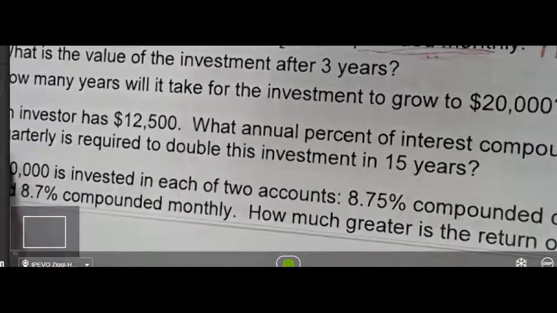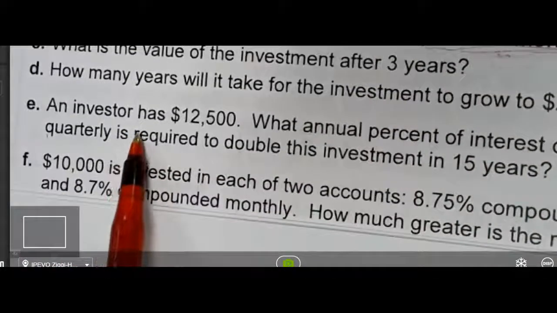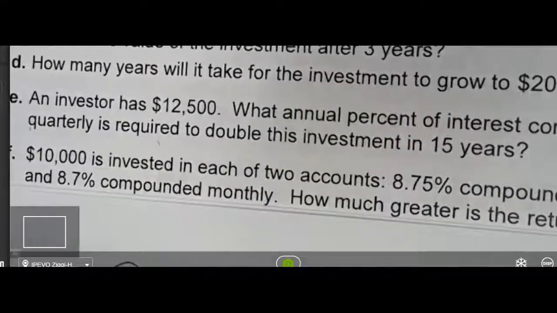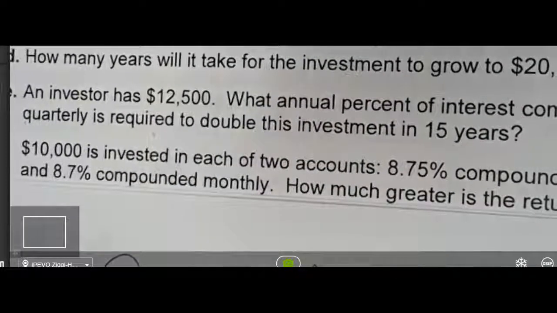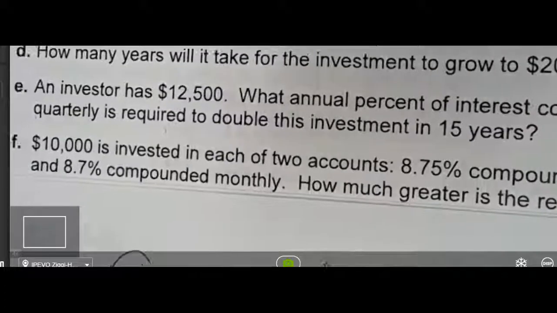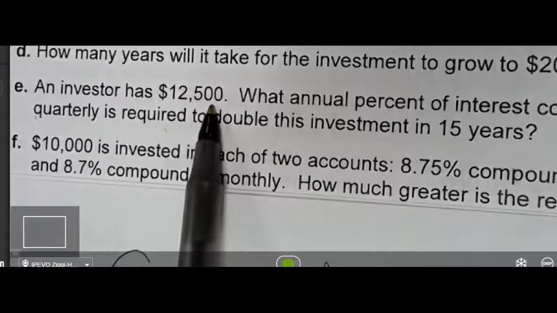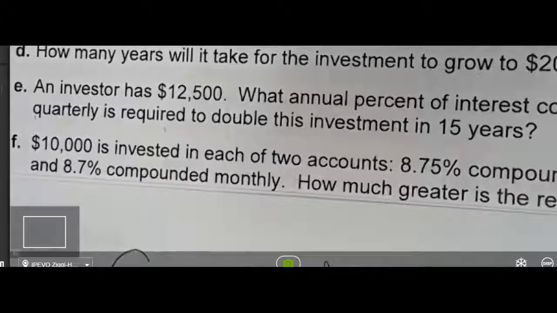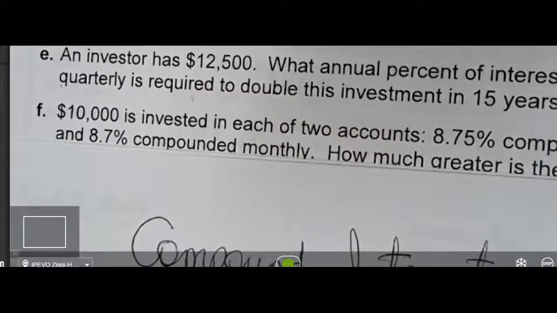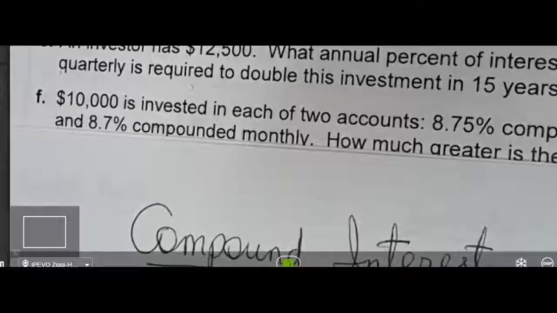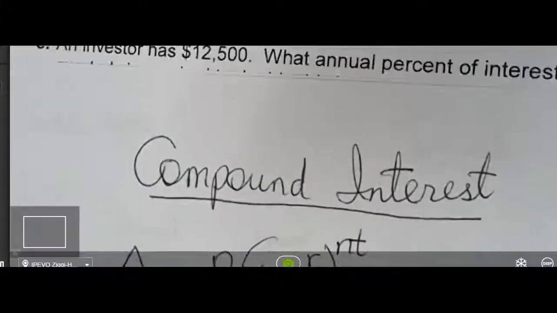So let's look at, I was just going through this problem. It looks like this E is the one that will be a little tricky. So let's do that one. I'm sure once we do it, you should be able to handle everything else. So let's write out everything we need. An investor has 12,500. So that will be our P, the initial amount it starts with. So your P is 12,500.